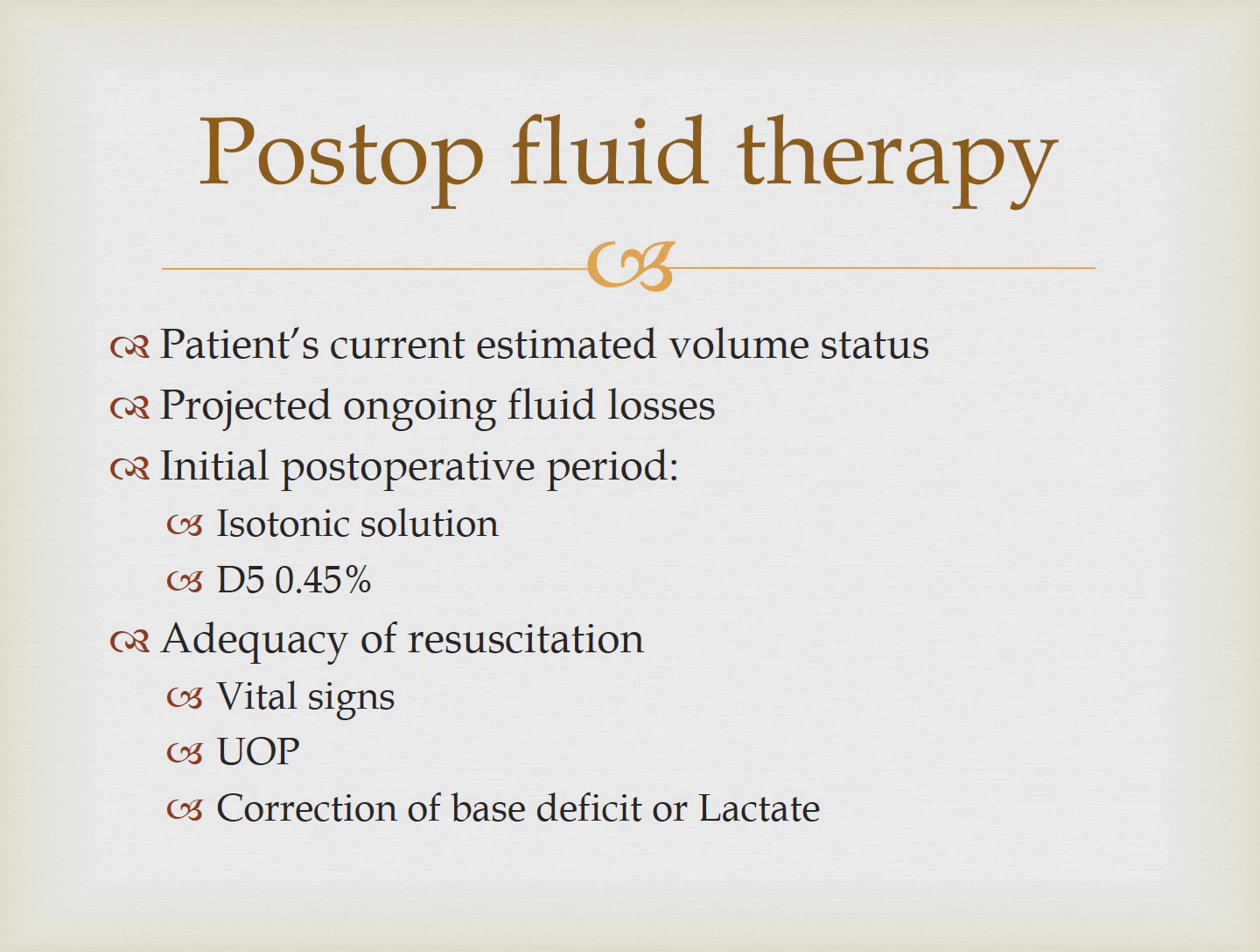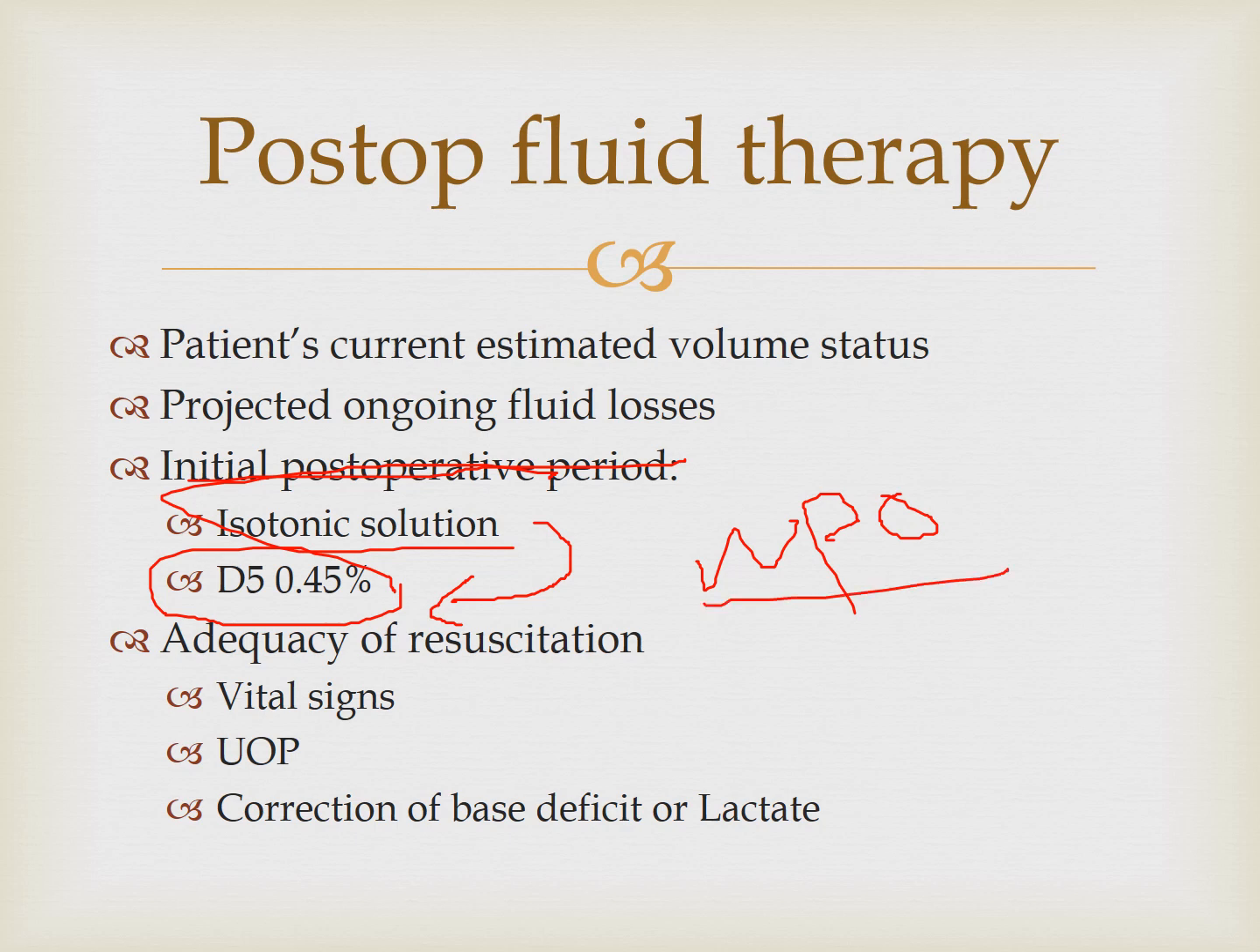Post-op fluid therapy. One thing I would remember: for initial post-op fluids, we put the patient on isotonic solution, so resuscitation again, and then we switch them to D5 half NS. The reason we do that is because they're NPO, they had a colon surgery, and they're going into a catabolism state. To avoid the catabolism state, we want to make them anabolic, so we put them on D5. D5 provides some calories in addition to the resuscitation fluid, which is half NS.